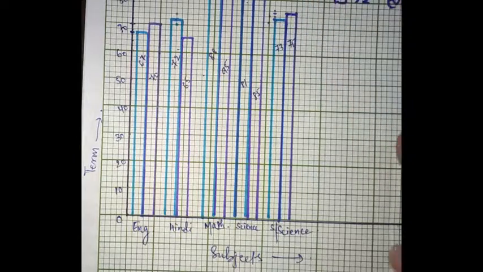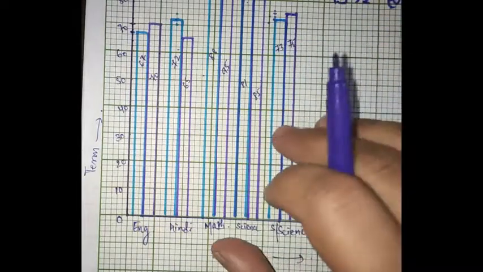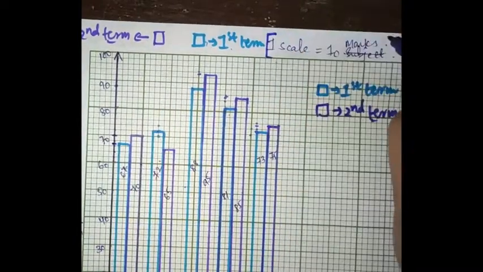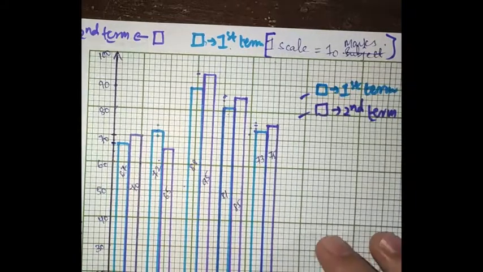So question number 1 is over, in which you have to make the double bar graph, and another important thing is you have to make the scale. Okay, these are the few important things when you are drawing the graph.